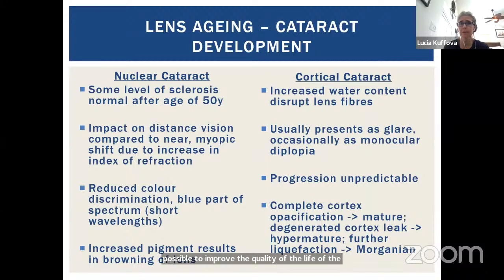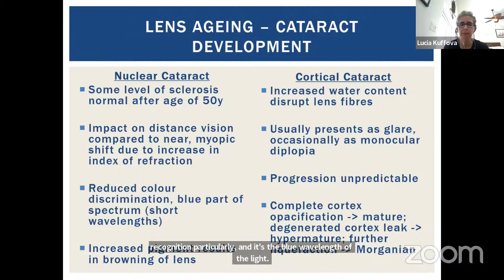There are 3 different types of cataracts. Typically, nuclear and cortical cataracts are age-related. All of us over the age of 50 do have some level of nuclear sclerosis, which is impinging on our ability to see in the long distance, but also allowing the eye to become more myopic as the nucleus is maturing. This will cause the reduction of color recognition particularly, and it's the blue wavelength of the light which is the most affected initially.